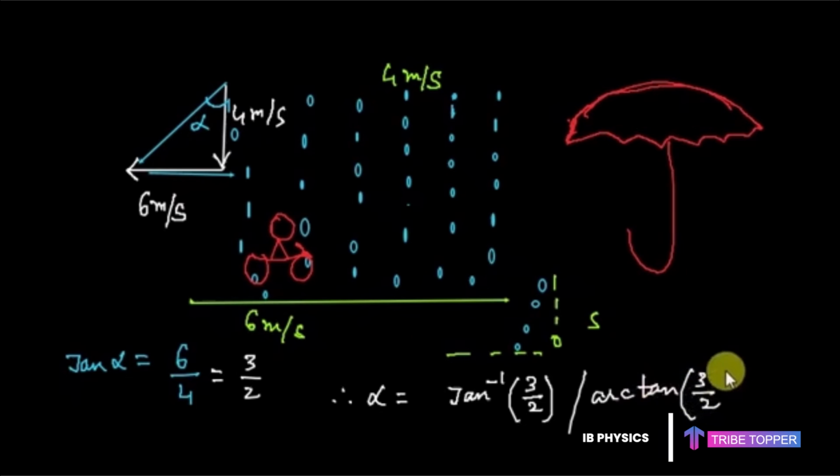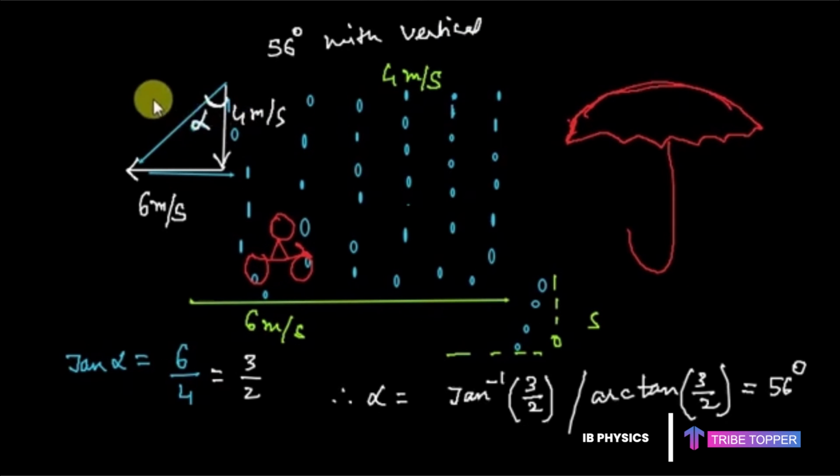When you look at the table, you find the value. We roughly get this angle to be 56 degrees. So that means you will not hold the umbrella vertically upwards, but you will hold it at 56 degrees with the vertical. You can see here that the rain is coming towards you along this direction, and you'll hold the umbrella along this direction at an angle alpha, which is 56 degrees with the vertical. I hope you understood this problem.